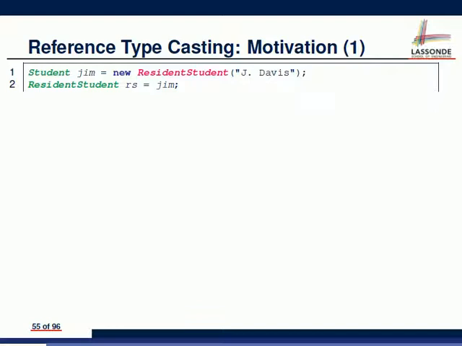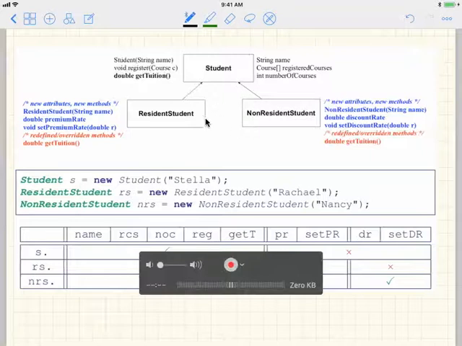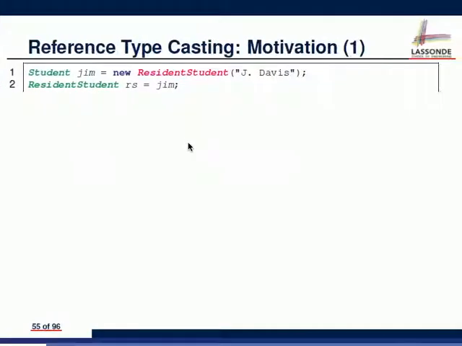whenever I ask you whether one line should compile or not, you should only look at the static types of both sides. In this case, the static type of Jim, which is Student, is not a descending class of the ResidentStudent on the left-hand side, right? You can see that according to this hierarchy over here. Okay, we'll see another example in the next slide. Line number 2 should not compile.